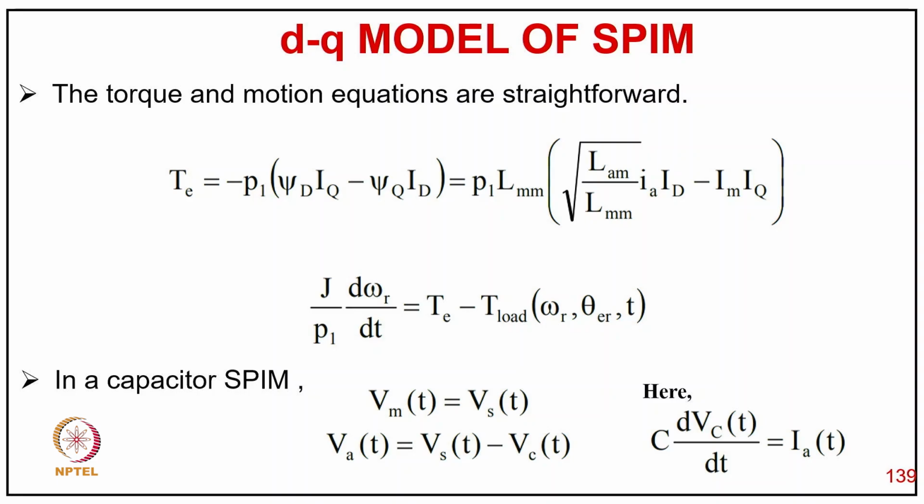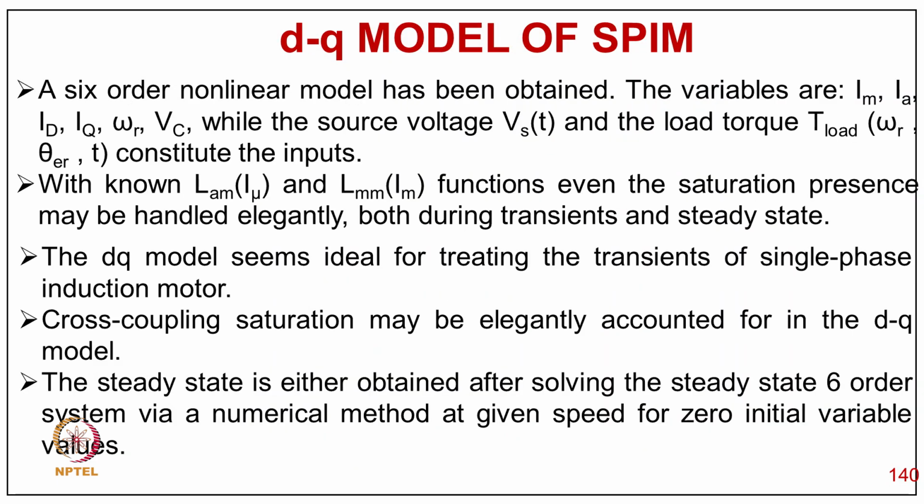We can have a speed derivative equation, J upon P1 d omega r upon dt equal to T minus TL, and TL is a function, of course maybe of speed, it depends on the load. So in case of single phase induction motor, we can say Vm equal to Vs and Va equal to Vs minus Vc. Here C upon dVc upon dt equal to Ia.